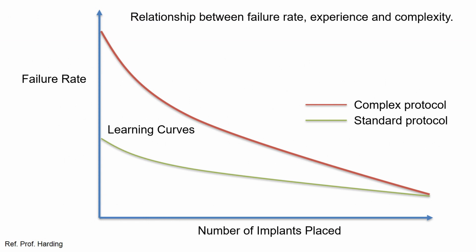Now, if we just look at the relationship between failure rate, experience and complexity, we're looking at higher failure rates to number of implants placed, and I've just generated these little curves. Now, we could expect that if we're doing complex procedures and protocols involving grafting on multiple implants, or perhaps in patients who are compromised, then we can expect to see higher failure rates in any case, regardless of one's experience.